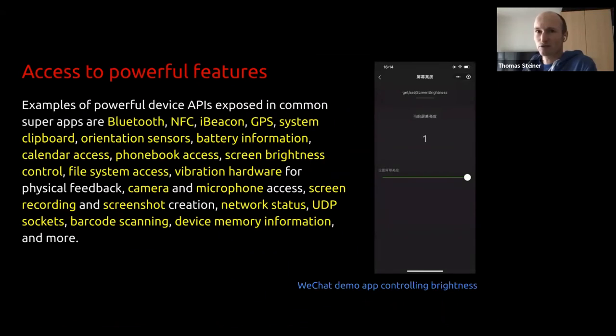Talking of these powerful features, there's a long, long list of features that mini apps have access to. There's Bluetooth, NFC, iBeacon, GPS, the system clipboard, orientation sensors, battery information, calendar access, phone book access, screen brightness control, which is what you can see on the screenshot on the right-hand side. So a mini app can control the screen brightness of the device, file system access, vibration hardware, camera and microphone access, screen recording access and screenshot creation access, network status, UDP sockets, so raw sockets, barcode scanning, device memory information, and some more. So really super powerful features that are exposed to mini apps.